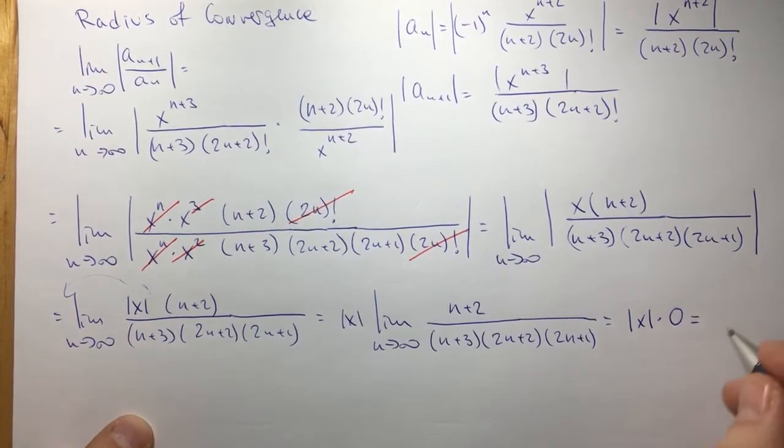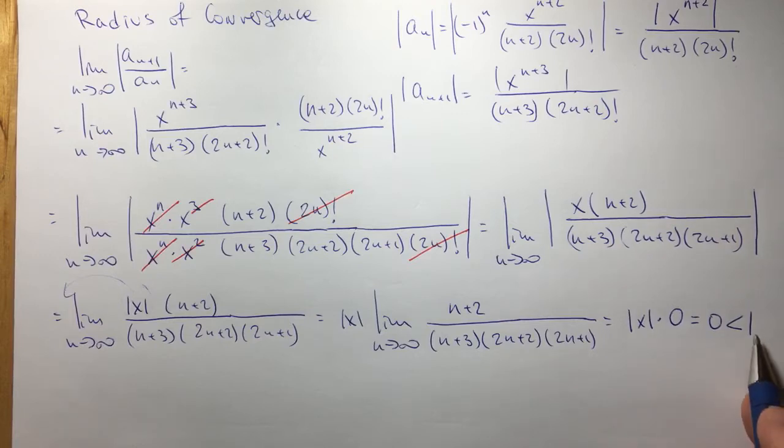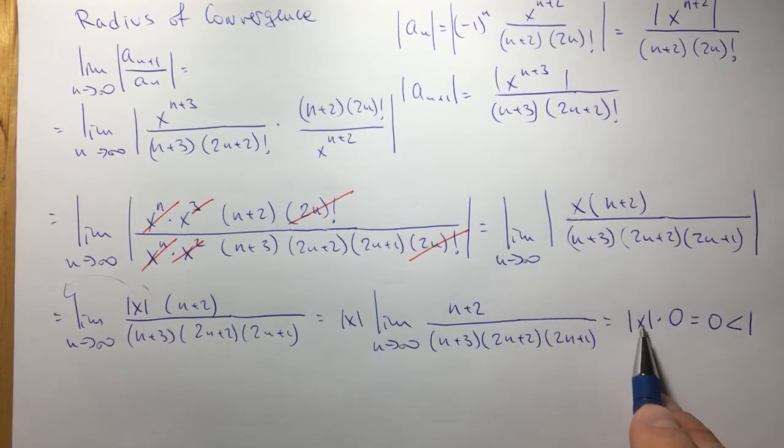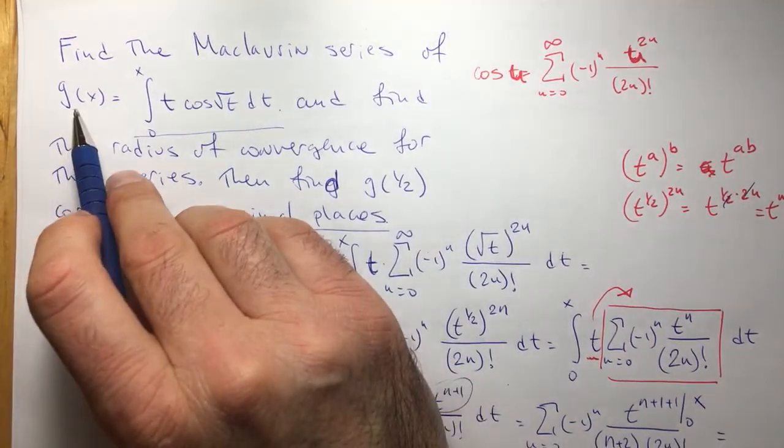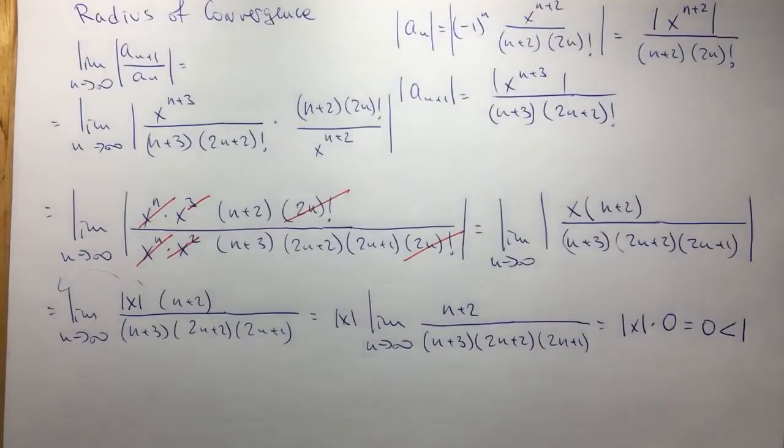0 times any value of x is going to give me 0, and 0 is always less than 1. What does that mean? That means that for whatever x we put in here, or in other words, no matter where we evaluate g of x, whatever the value of x is, this Maclaurin series will converge because the ratio test is less than 1 independent of x.